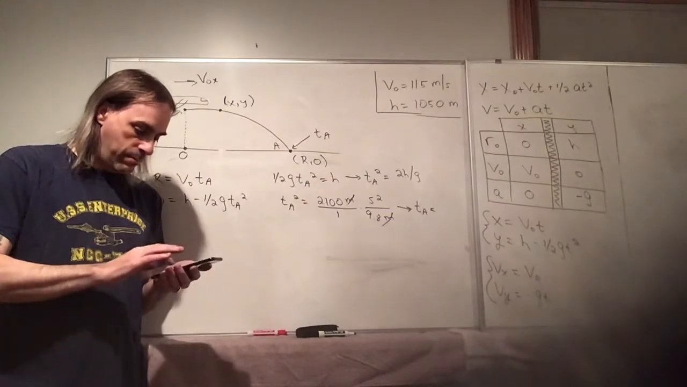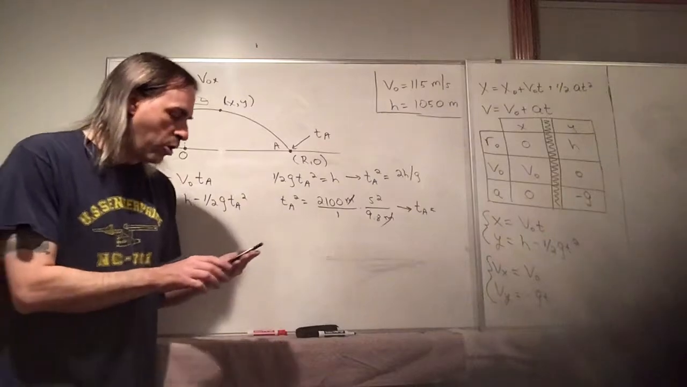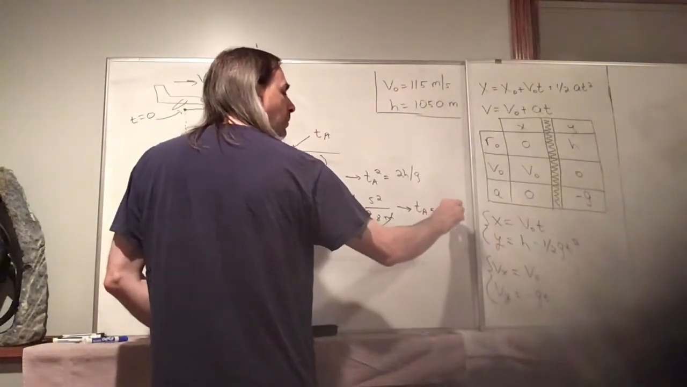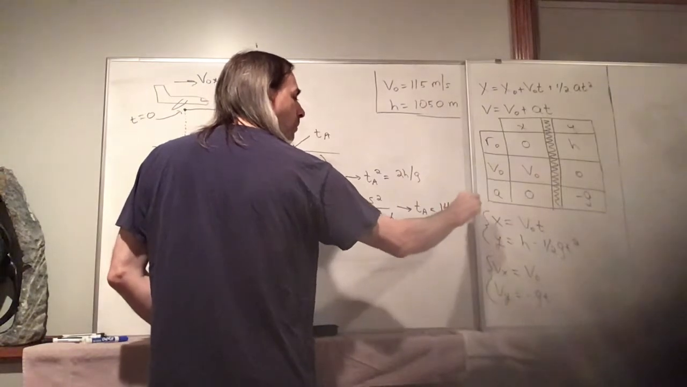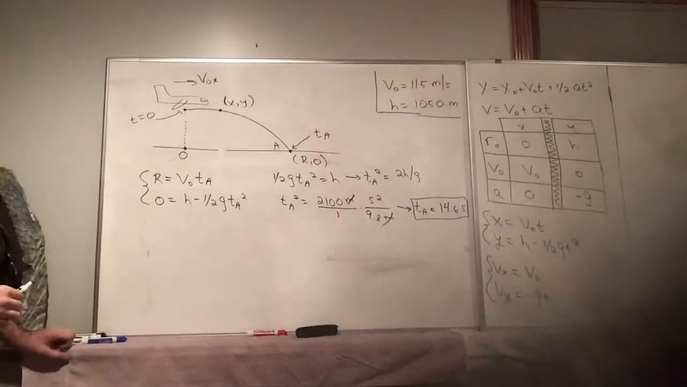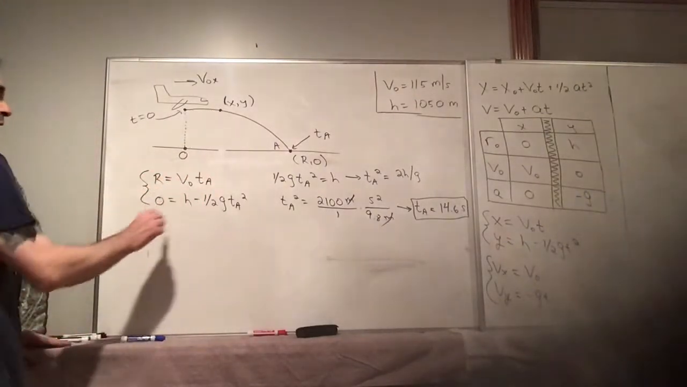14.29. So taking the square root of that, I'm getting 14.6 seconds for time. So we know when the object is going to land, and then finding the range at this point is trivial.